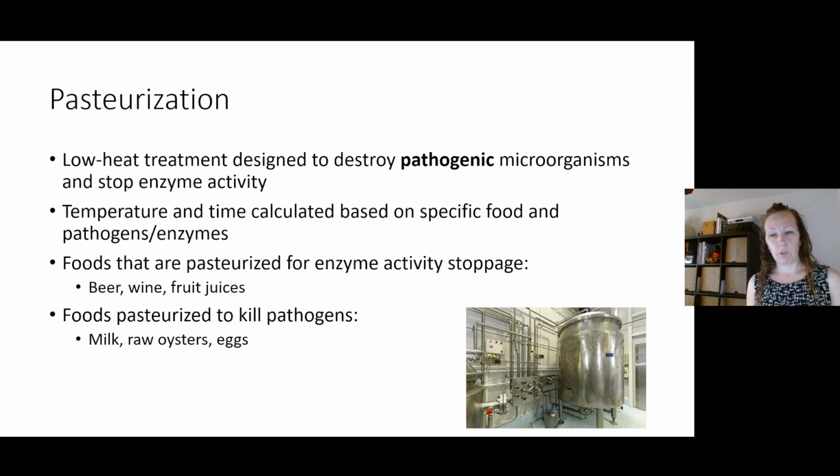So the second level of heat processing is pasteurization. This is considered low heat compared to other heat that we can apply. The primary design for pasteurization is focusing on the pathogenic microorganisms. It will also stop enzyme activity. So sometimes with pasteurization the enzyme activity is the focus, but most often it is destroying the pathogenic microorganisms. Now, any spoilage organisms that also get destroyed, that's a bonus, okay? But the main focus of pasteurization is destroying pathogenic microorganisms.